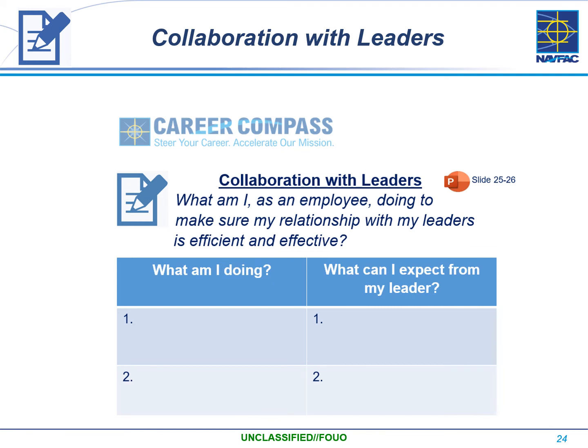I now have a brainstorming activity for you to do when thinking about collaboration with leaders. I've got 2 columns here, and I want you to get your workbook out or grab that pen and paper and answer these questions. What am I, as an employee, doing to make sure that my relationship with my leaders is efficient and effective? On the left, you'll see what am I doing? And on the right, you'll see what can I expect from my leader? After you fill out these tables, I want you to have a conversation with your leader about how it's going. Things you can keep doing that are going well, and things that you should course correct.